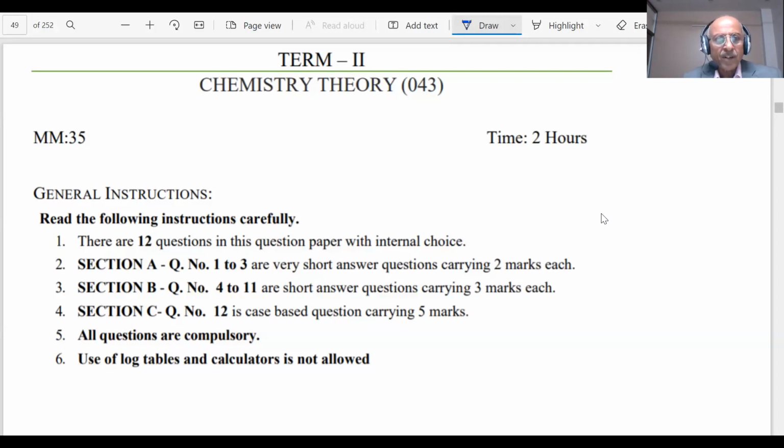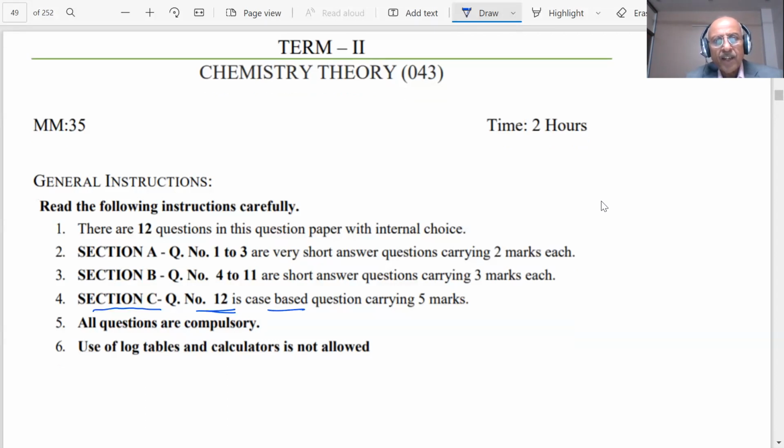Today is the last session which I am taking, section C. Today I am going to solve section C, question number 12, case based, carrying 5 marks. It is important that I have given a separate video for this because I want to tell you how you will solve case based questions. There are paragraphs. We have to read them thoroughly, and after reading them, we have to give our answer.